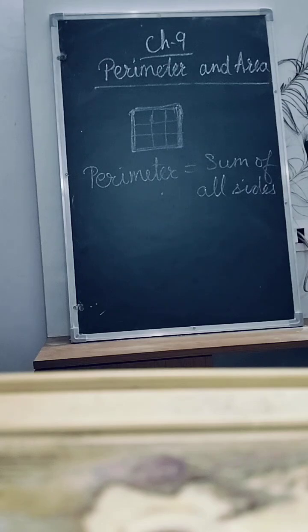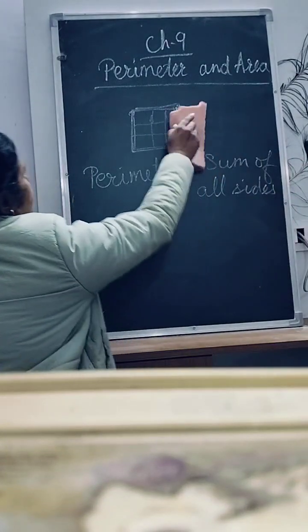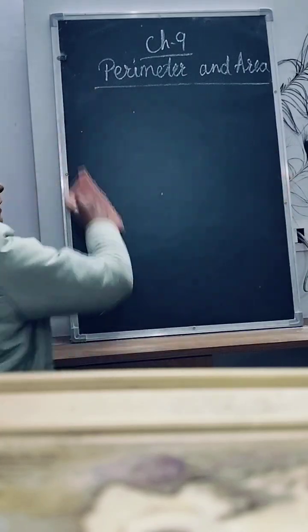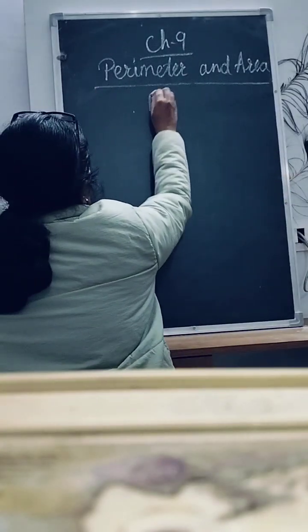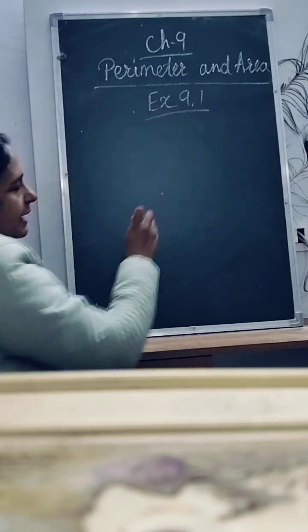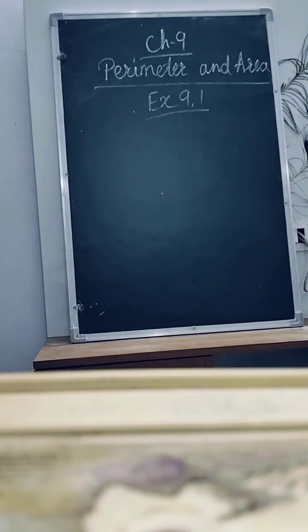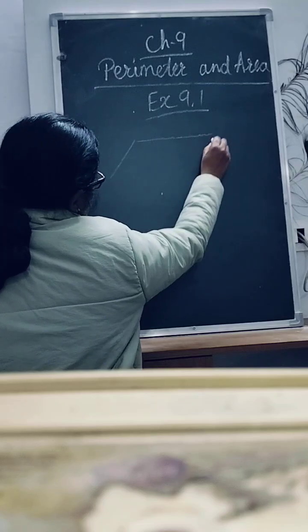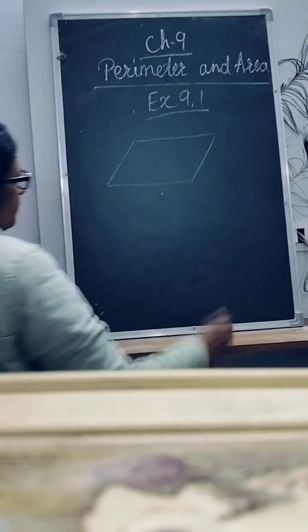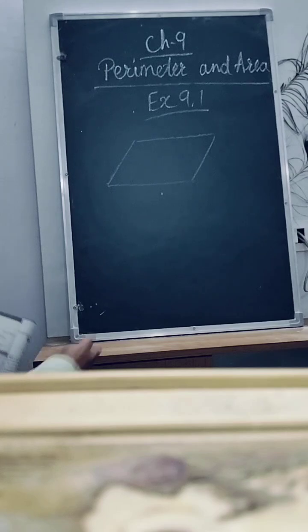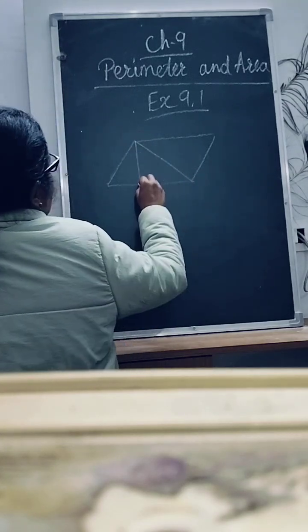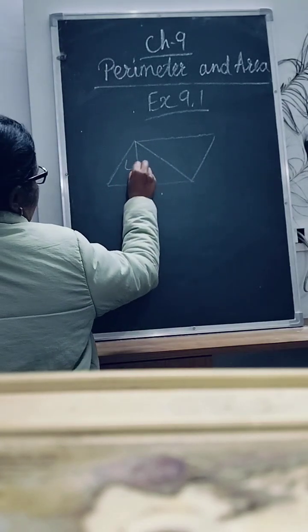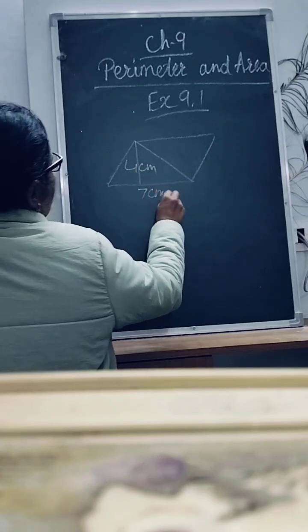Okay, so now let us start with the exercise 9.1. Now students, exercise 9.1. Here we are given this parallelogram. This diagram is given, 4 centimeter, 7 centimeter.